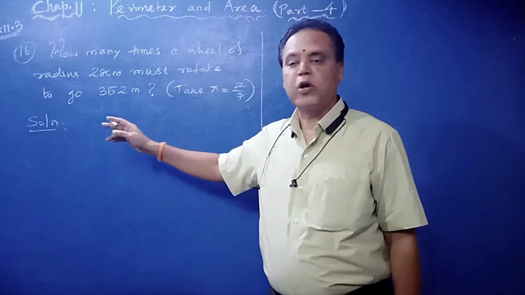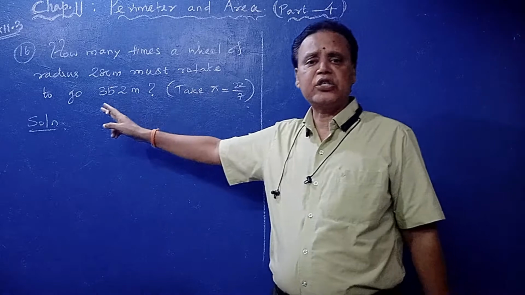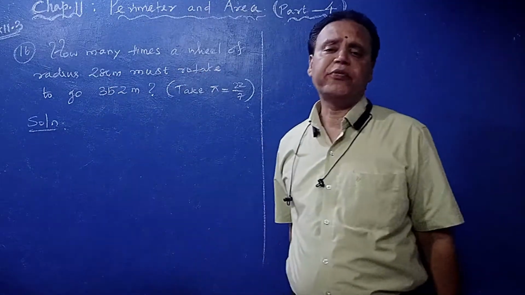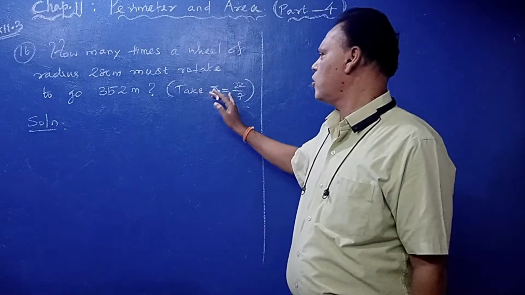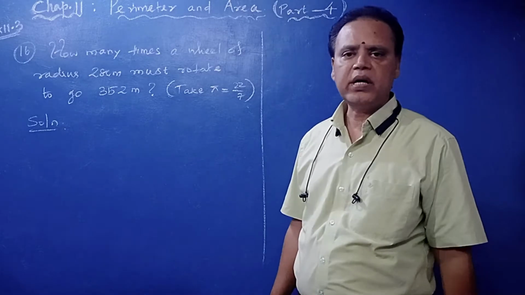You see the next problem, sixth problem. How many times must a wheel of radius 28 centimeter rotate to go 352 meter? Take pi equal to 22/7. Pi equal to 22/7. Okay.